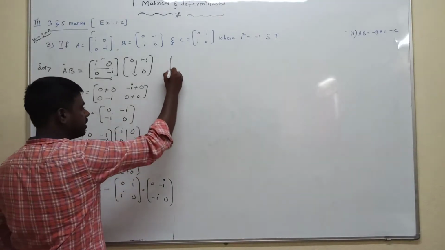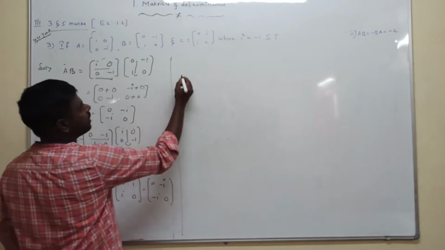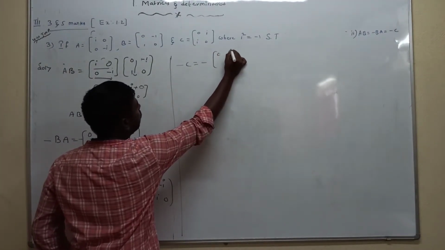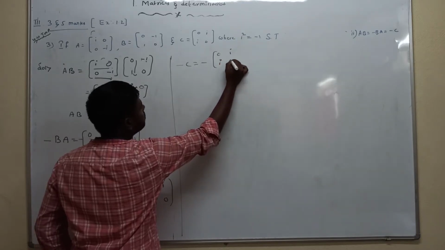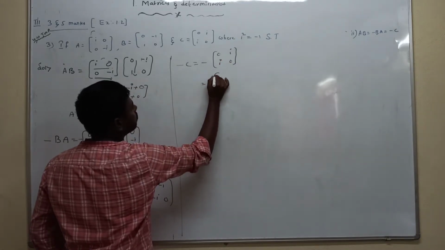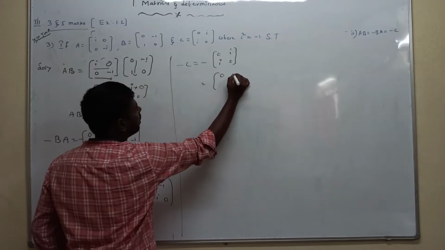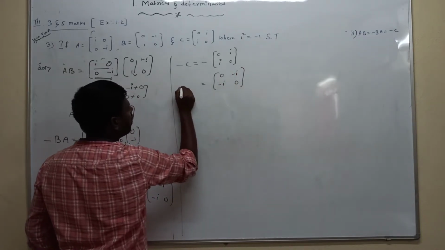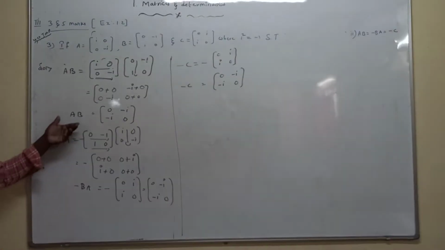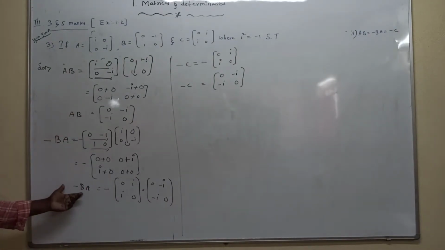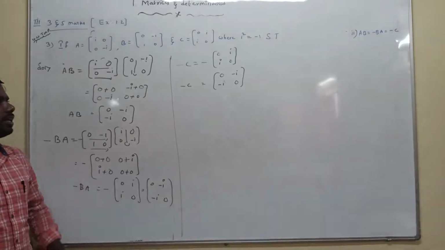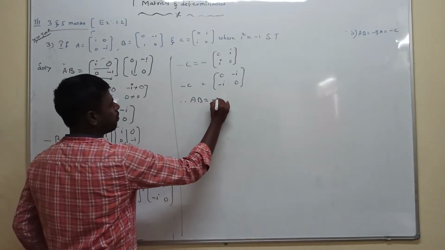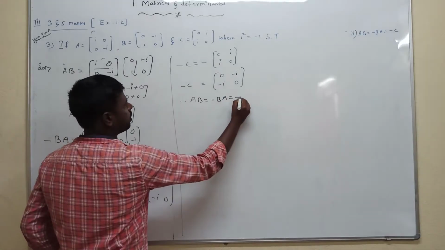Next we have to check it. Minus C is equal to minus into the C matrix [0, I; 0, 0]. Product with negative, everything else is 0 only, so we get [0, -I; 0, 0]. Observe it: the AB value, the minus BA value and minus C all are equal. That's why the conclusion is AB is equal to minus BA is equal to minus C.